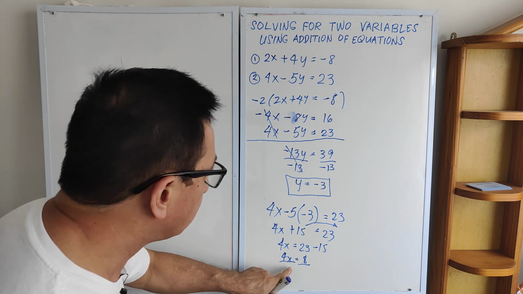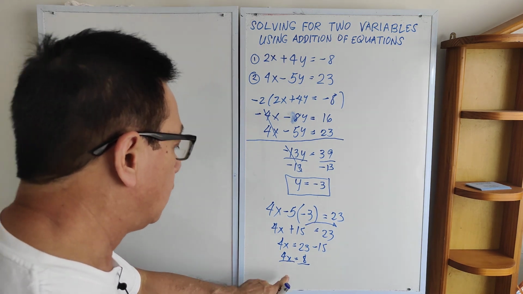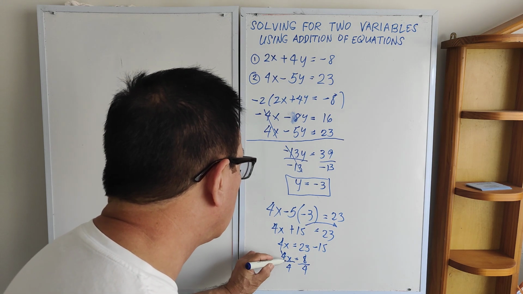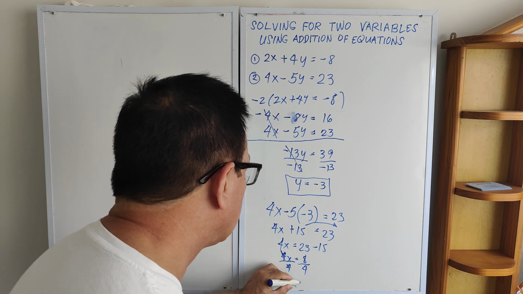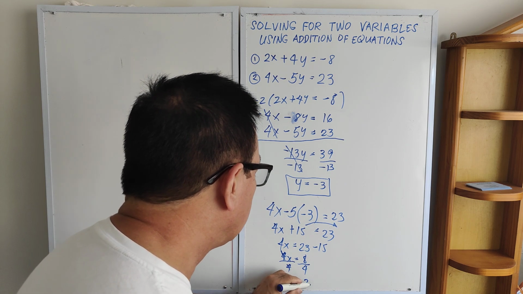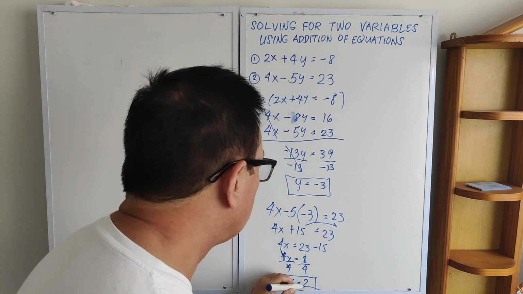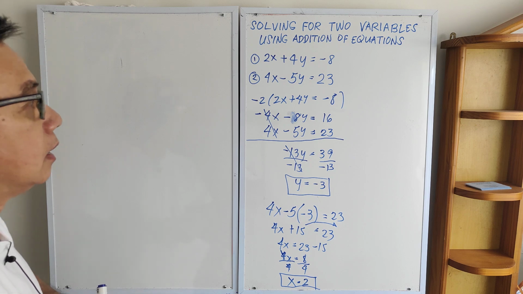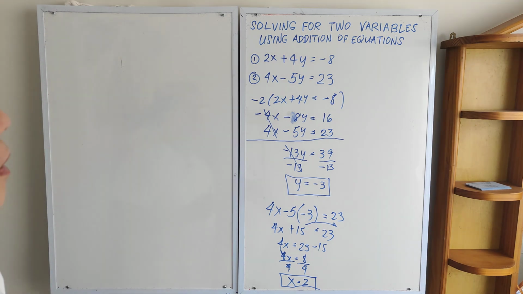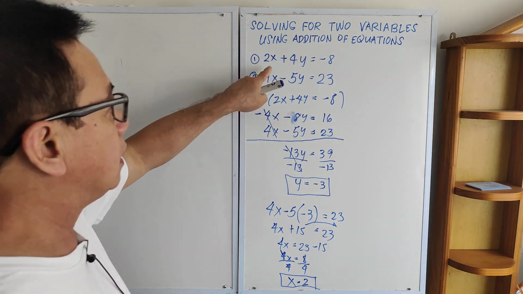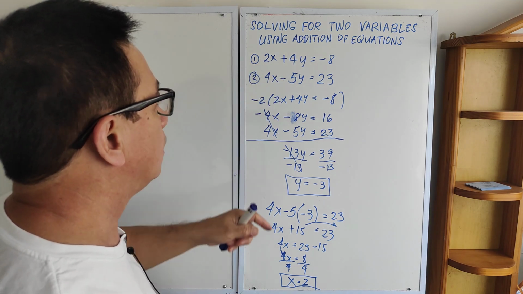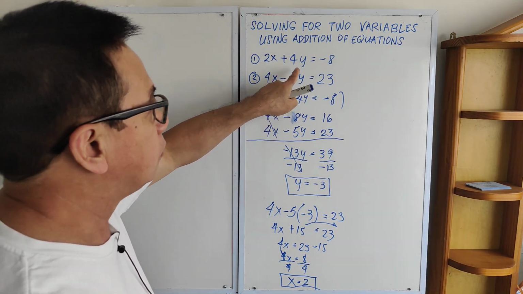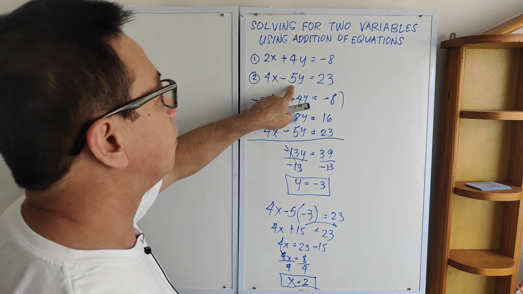So to remove 4 and have the value of x, we have to divide by 4 both sides to cancel out 4, leaving only x. 8 divided by 4 is equal to 2. So you have the value of x is equal to 2 and y is equal to negative 3. So that's the first option. The first option was we made this into the same number but different signs. Now the second option is to make this one the same number and different signs.